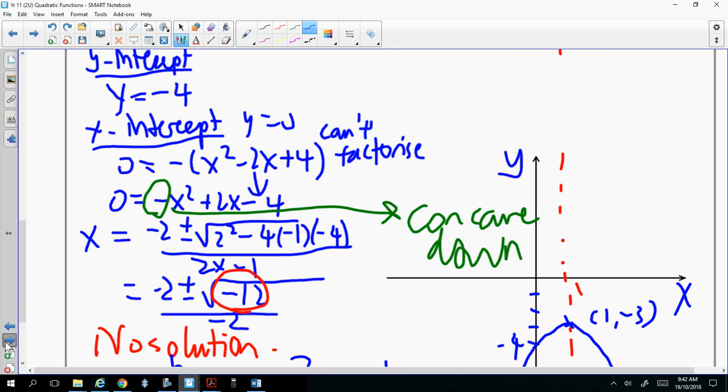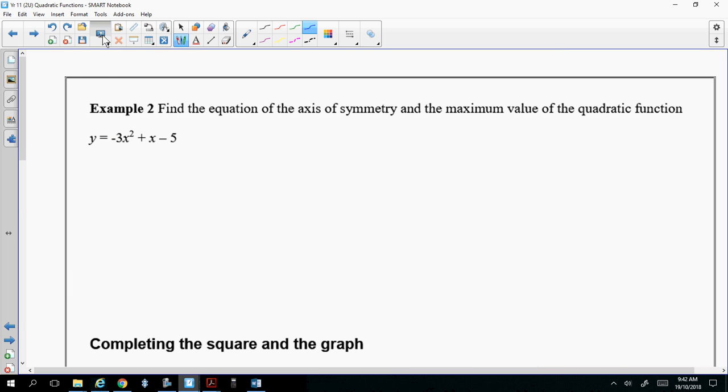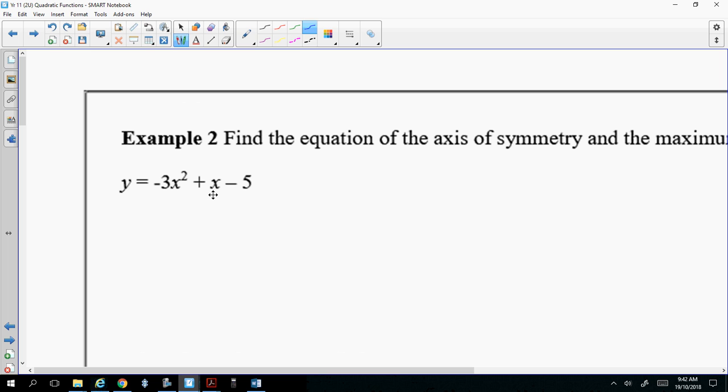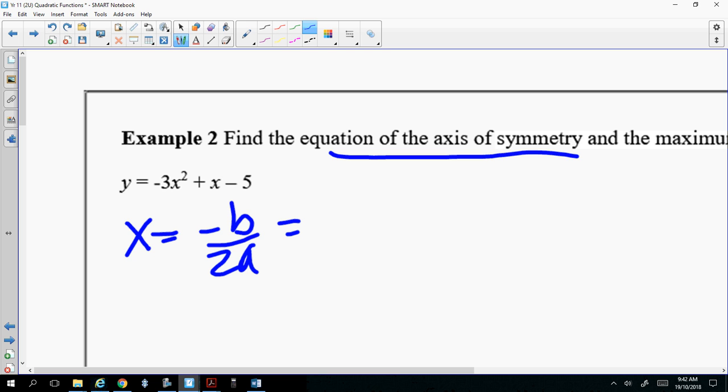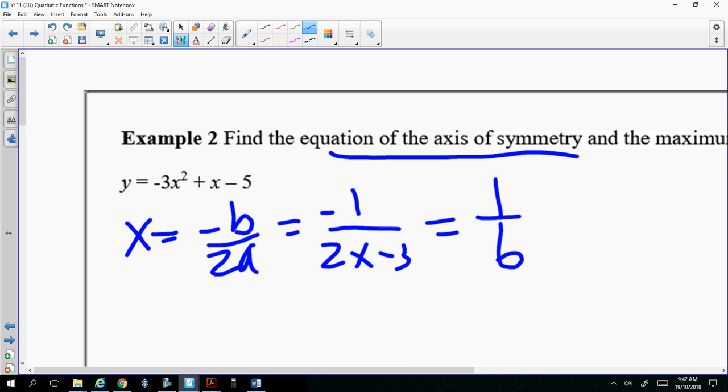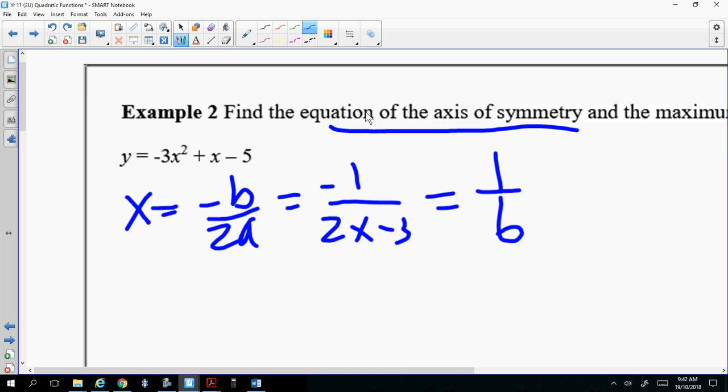In this case, you don't need to factorize, just use the formula because you're only asked for the axis of symmetry. So you just go minus 1 over 2 times negative 3, which is 1 over 6. That's the equation of the axis of symmetry. But make sure when you write the equation, you write x equals. It's not enough just to write 1 over 6. You have to write x equals because it's an equation. You must include the x.